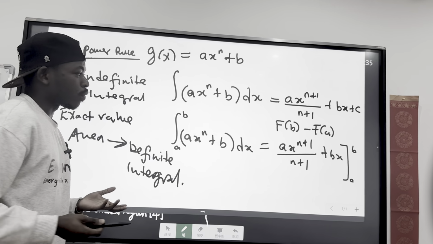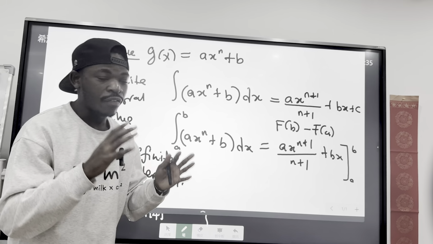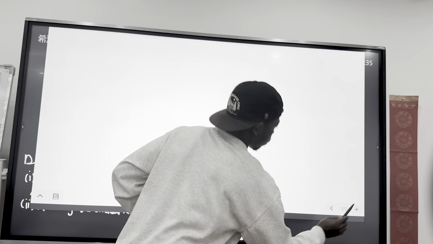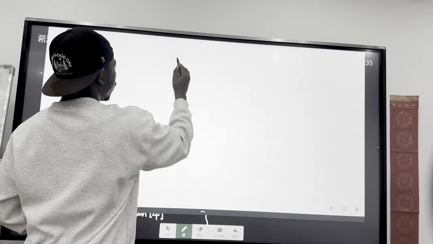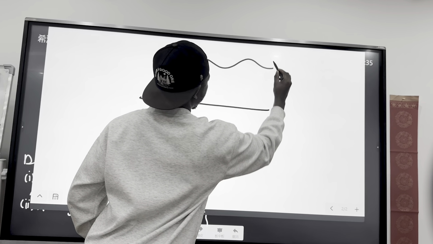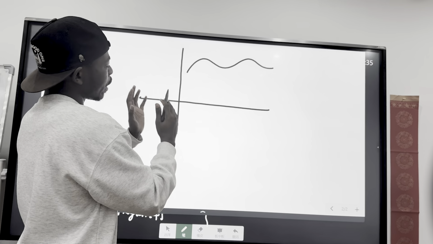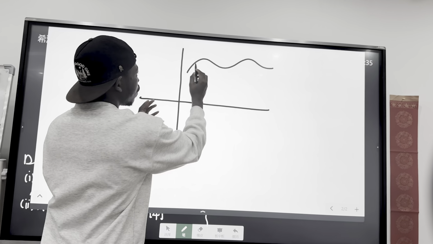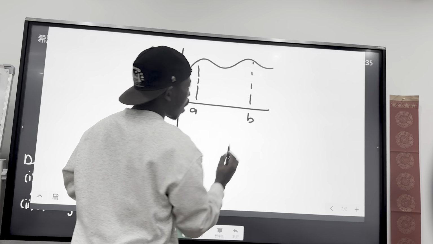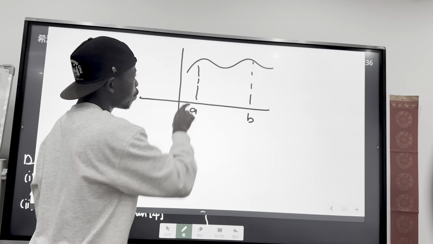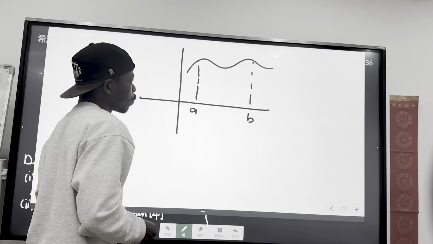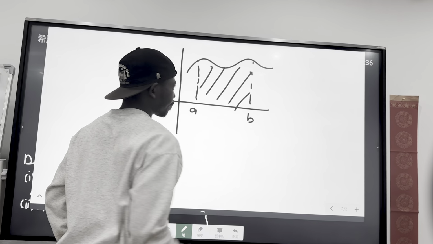Now, this definite integral actually gives you the area of the function between these two limits a and b. Let me explain more. Let's say our function g of x has this particular graph. It looks like this. This is our function. Once I integrate this function from a, this is a value of x, to b, I'm finding the area of this function below the graph. Below the what? The graph. So I'm finding this area, like that.